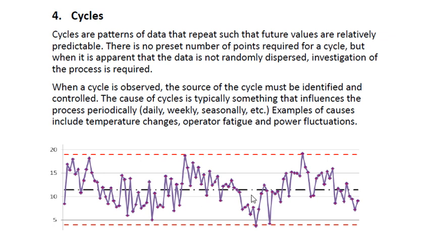The points are relatively predictable, but when you look at it, you can see a very clear pattern. Okay, cycle patterns here. So that's 1 cycle, 2 cycles, and so on. There's no preset number of points required for a cycle, but when it is apparent that the data is not randomly dispersed, which would mean our normal process control pattern, this is definitely not normal, because you can see so many points definitely following a cycle pattern.